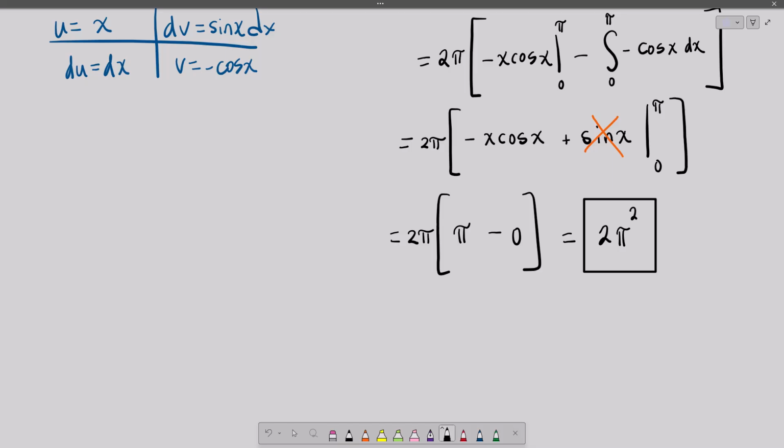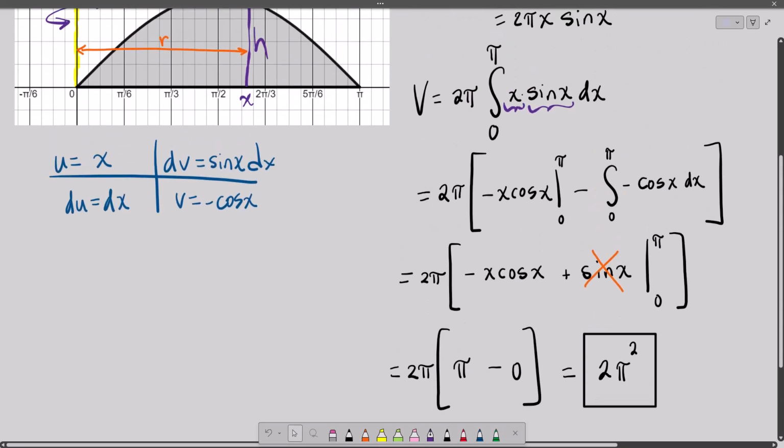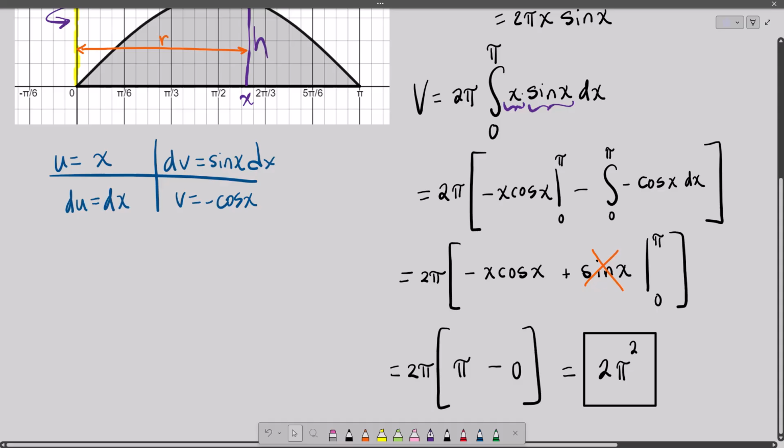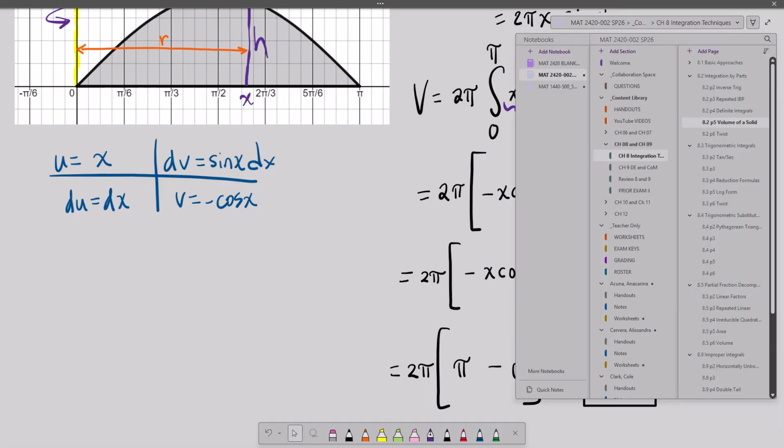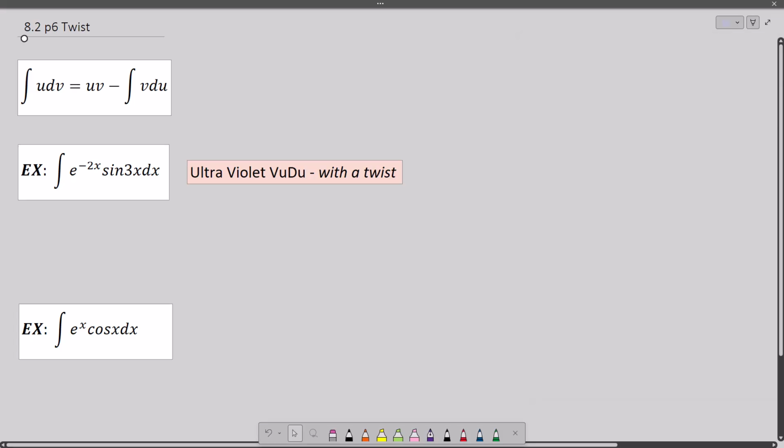Fun and interesting. Okay. So integration by parts, now that you have that technique, it can show up in all sorts of weird places where we have other concepts that we're underscoring, like finding volume. There is one variation to integration by parts.